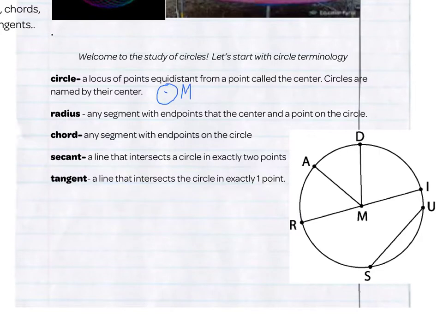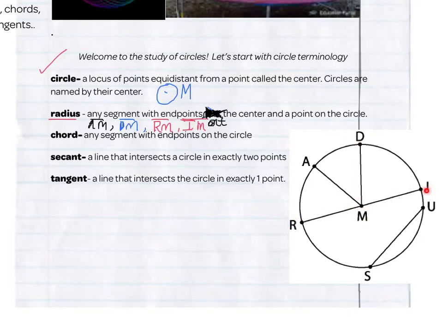So the second word that we want to talk about, let's check off that first one, is going to be radius. So a radius is going to be any segment with endpoints at the center and a point on the circle. So if we look again at our circle M, we can find many radii. Radii is the plural of radius. So let's name them. So we can actually name radius AM here. We also have radius DM, radius RM, and radius IM.